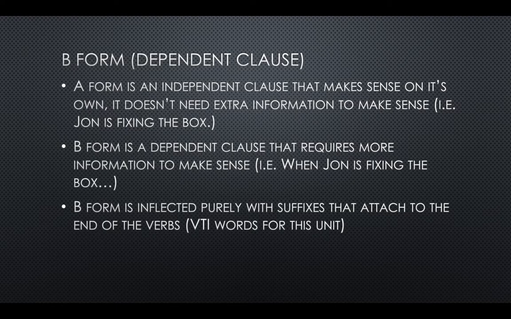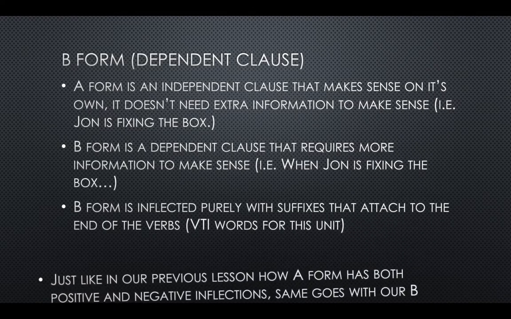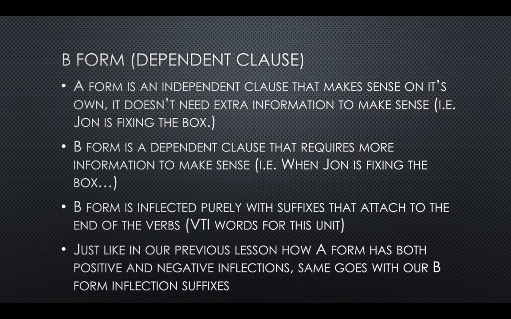B form is inflected purely with suffixes that attach to the end of our verbs. That's our VTI words for this unit. So we're just attaching suffixes to the end of our VTI words. Very much the same as the last lesson, and very similar to our VAI unit for some of our verbs there. Just like in our previous lesson, how A form has both positive and negative inflections, same goes with B form inflection suffixes. So last lesson we learned about the positive B form suffixes. Today's lesson will be on the negative.